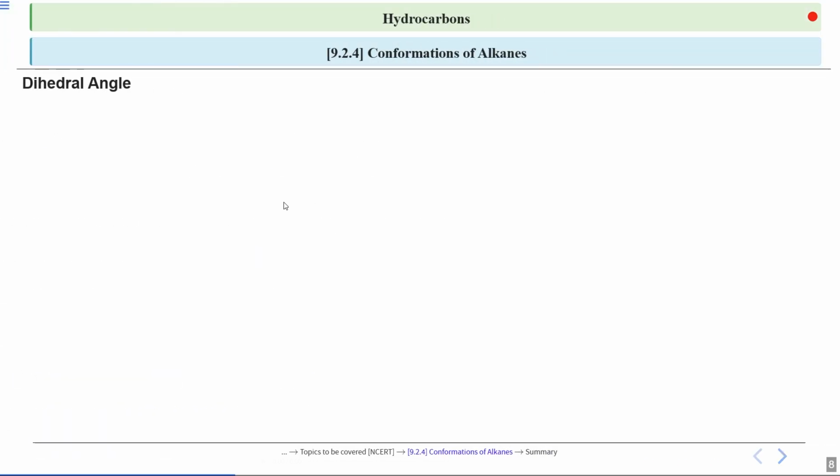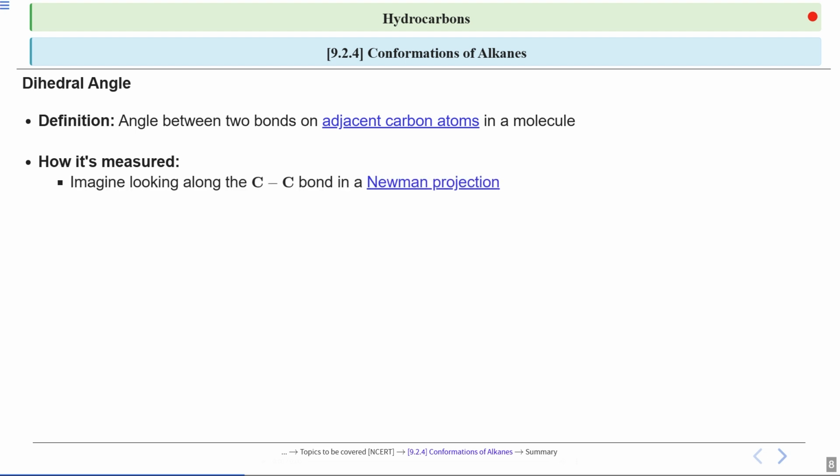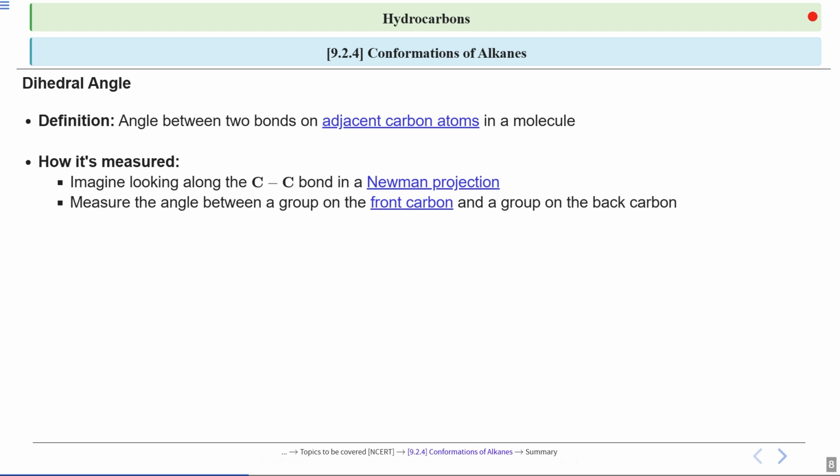Now moving on further. The angle that we are talking about is called the dihedral angle. So this has a special name. It is the angle between the two bonds on adjacent carbon atoms in a molecule. How is it measured? It's very simple. Imagine looking at the C-C bond in the Newman projection way. This perspective allows us to see how the groups attached to the front carbon and back carbon are oriented relative to each other. Now measure the angle between a group on the front carbon and a group on the back carbon. That will help you get the dihedral angle.